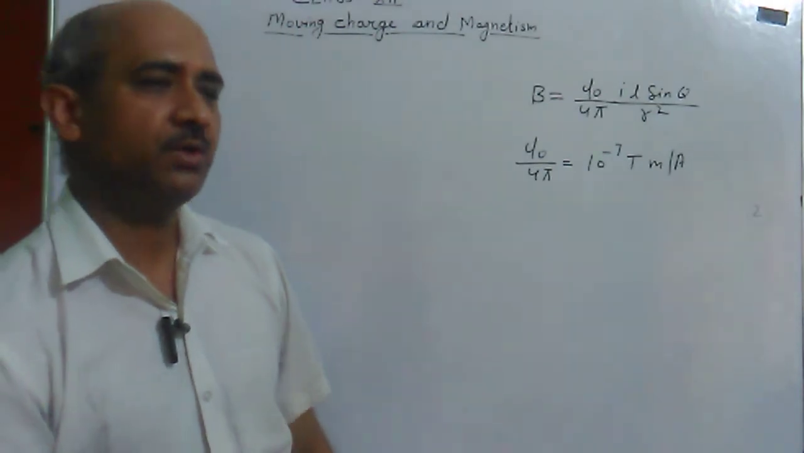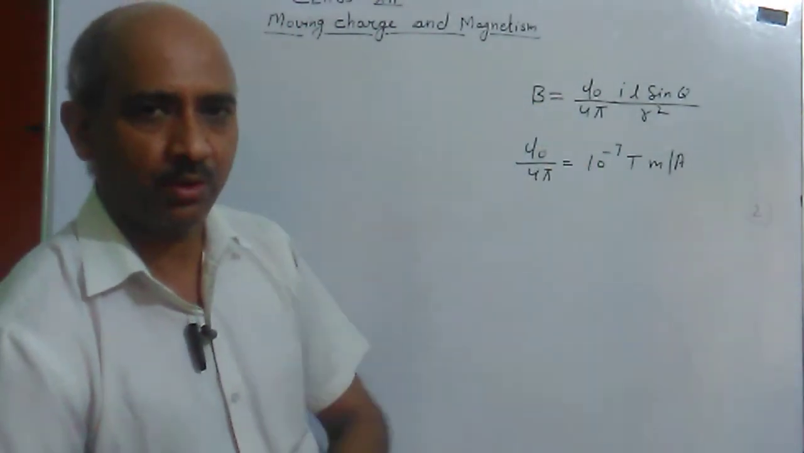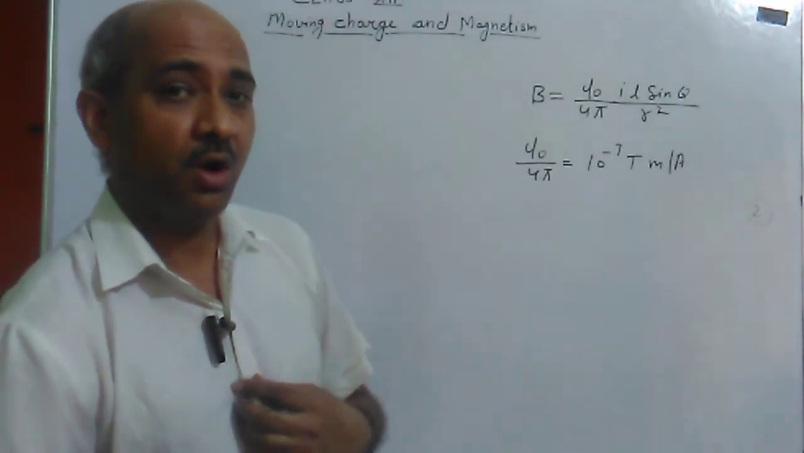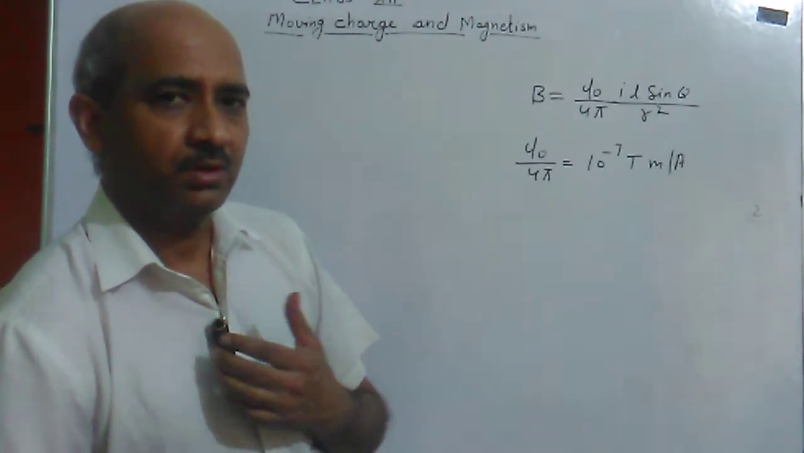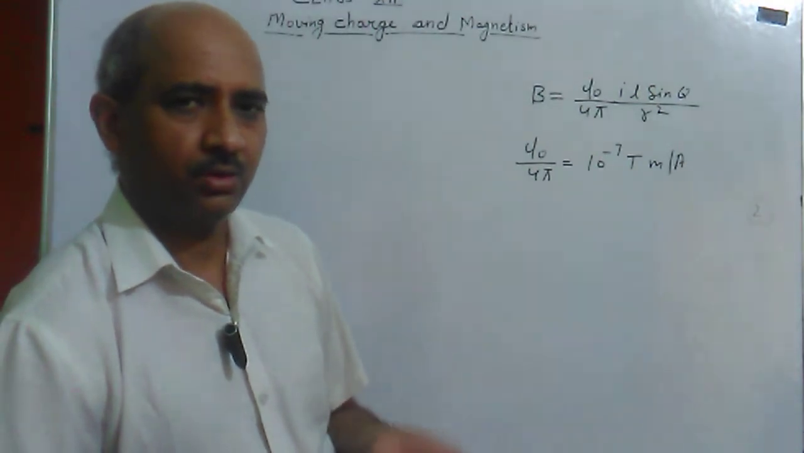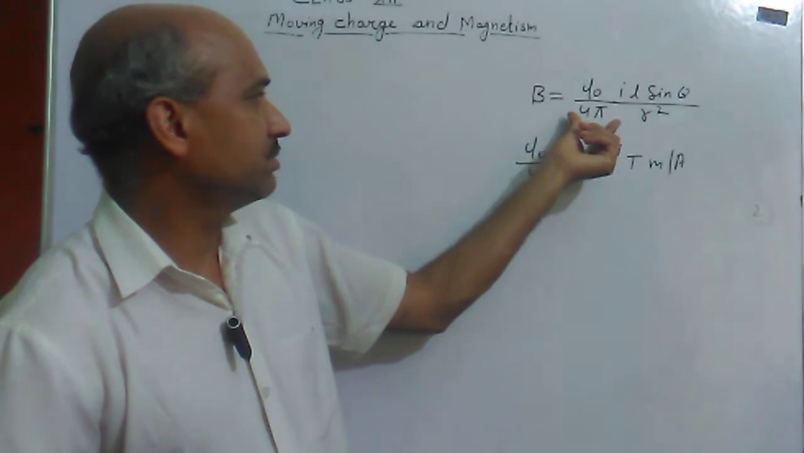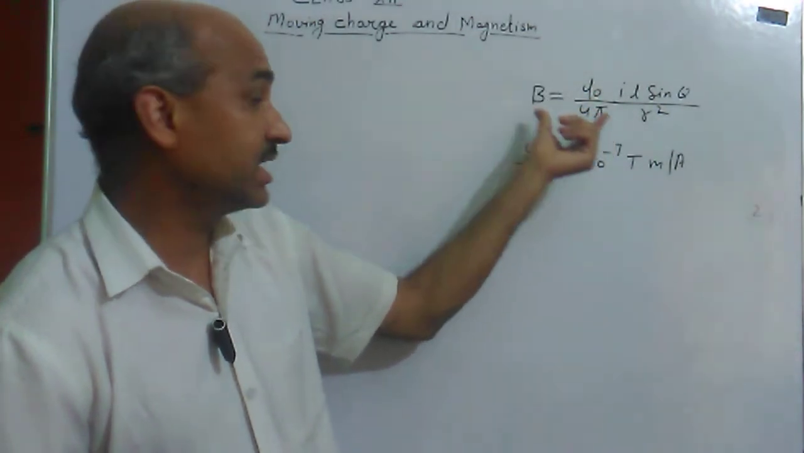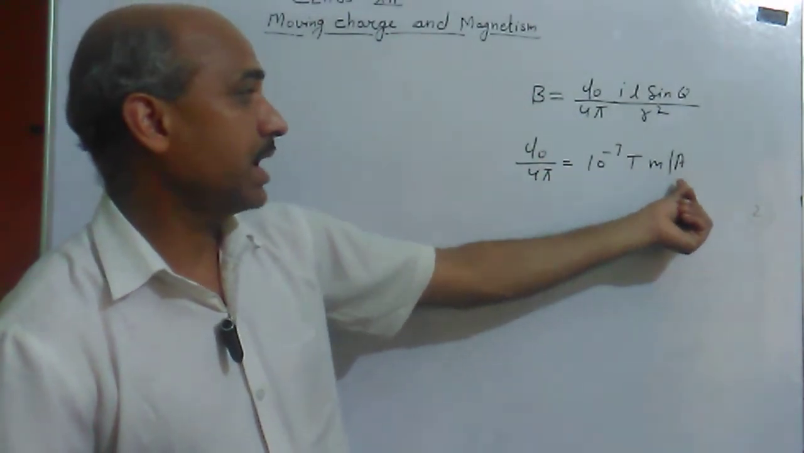In the previous video, we have discussed about the Biot-Savart law. Biot-Savart law के बारे में हम लोगों ने पढ़ा है. We have also studied about the Oersted experiment. Oersted ने क्या किया था? He has proved that there is a formation of magnetic field around the current carrying conductor. उसने ये prove किया था. And we know that the value of this mu 0 by 4 pi, this is what? This is the proportionality constant, and its value is 10 to the power minus 7 Tesla meter per ampere.